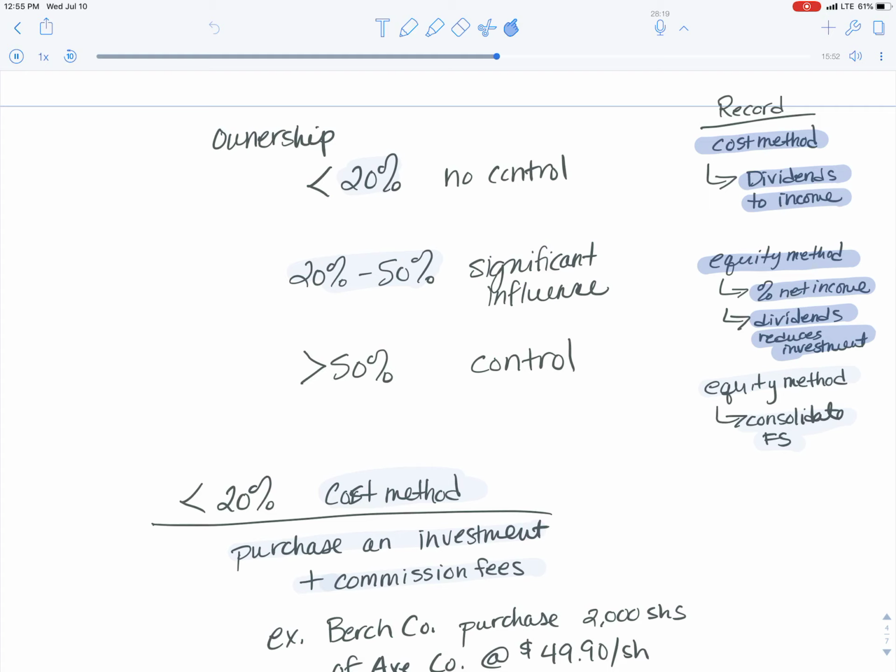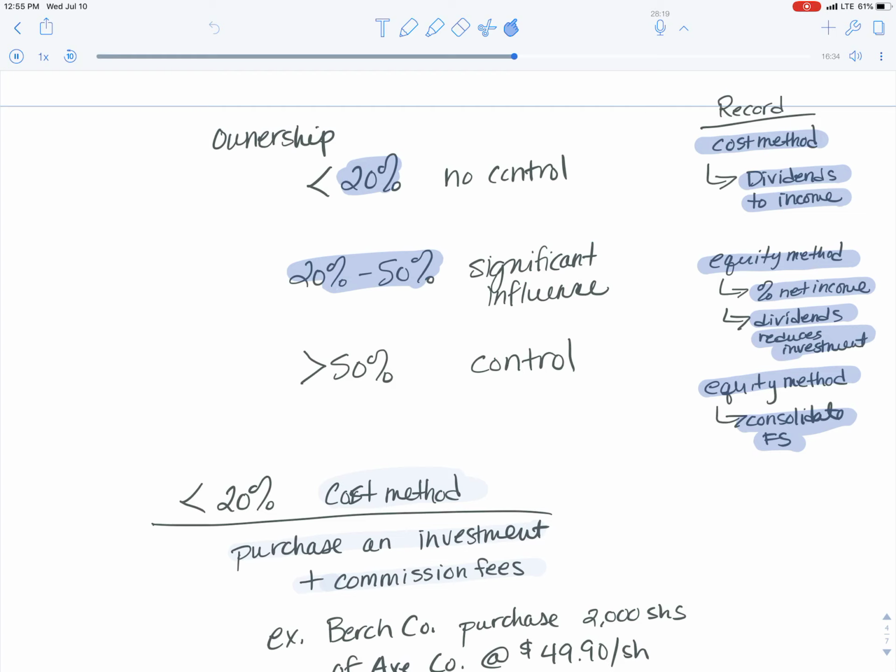And then if you have more than 50% ownership, you have control in this company, and we will use the equity method. Now the equity method is just like I showed you above, but then we're also going to consolidate our financial statements with this company. So we would take our company's financials and their company's financials, and we would put them together. Now this is an advanced accounting skill, so we won't be going over consolidated financial statements in this class, but we will be focusing on the less than 20% and the 20 to 50% levels, okay?